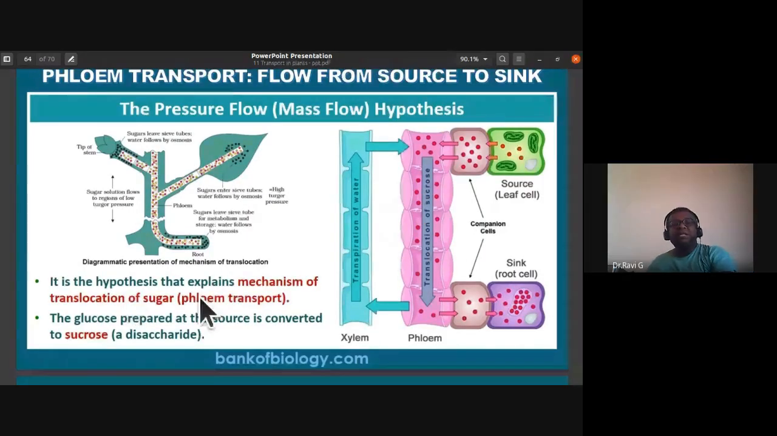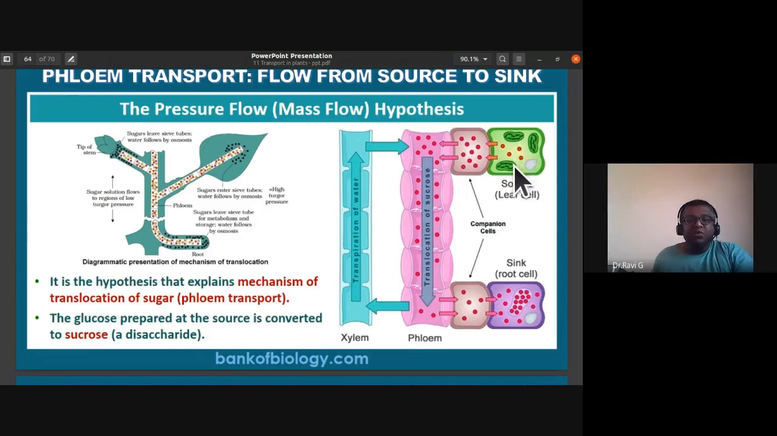So the hypothesis that explains the mechanism of translocation of sugar, or phloem transport, is the pressure flow hypothesis or mass flow hypothesis. This was put forth by a German scientist, Ernst Münch, or Münch's mass flow hypothesis. Ernst Münch put forth this pressure flow hypothesis to explain the transport of food, or the phloem transport.